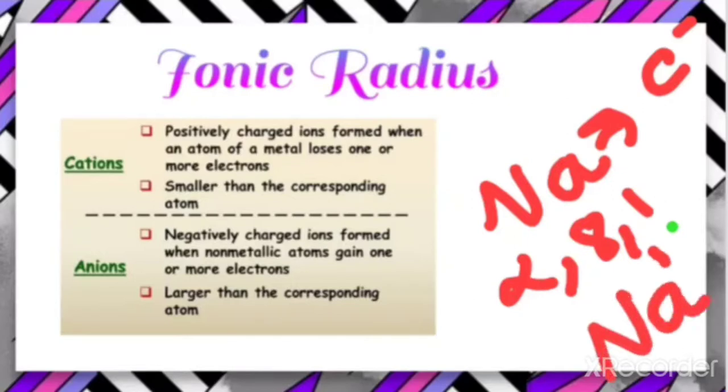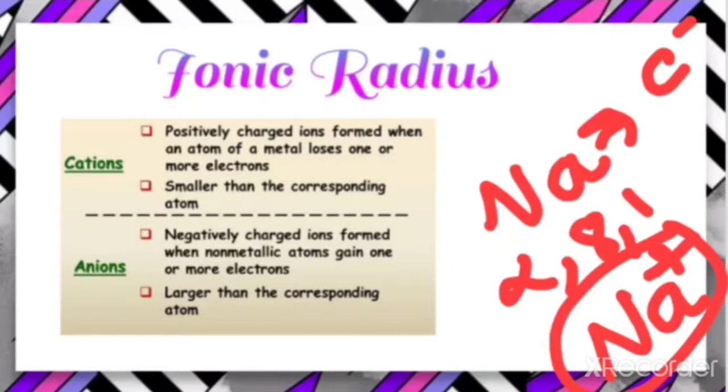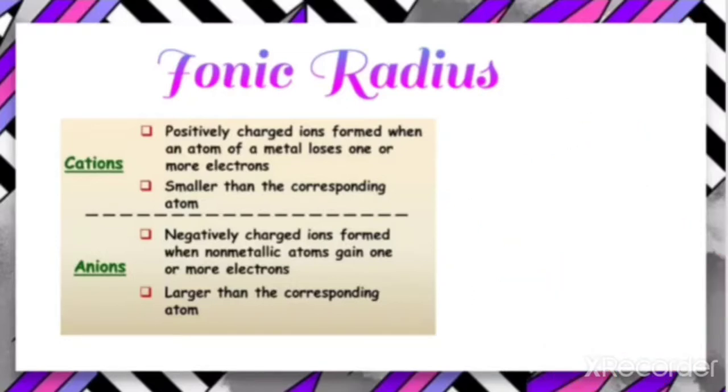sodium ion, that is Na+. So sodium ion, that is a cation. A positively charged ion is called a cation, and these cations are formed due to the loss of electron. That is cation. The next one we have is the ion, that is anion.